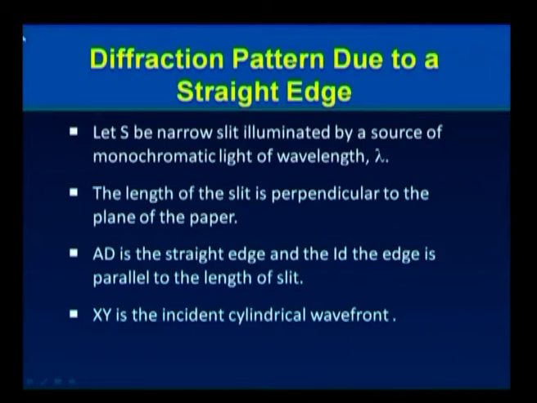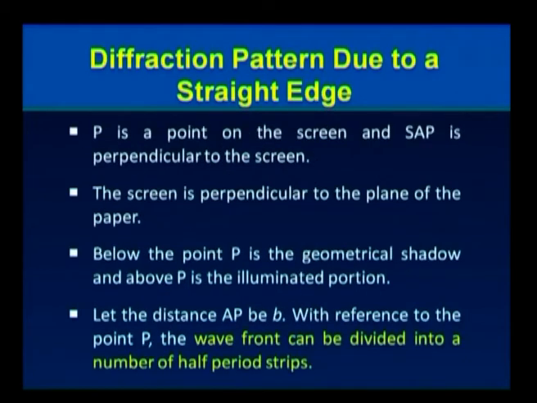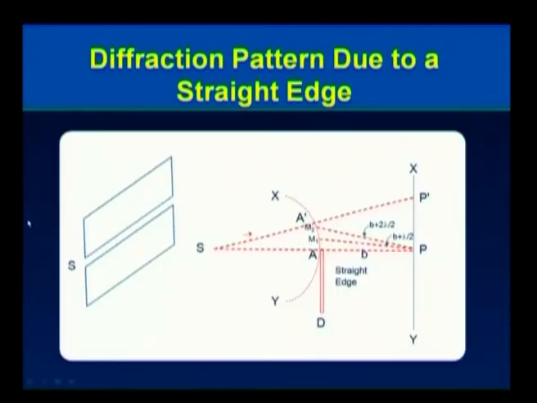Let S be a narrow slit illuminated by a source of monochromatic light of wavelength lambda. This is the kind of edge we are talking about, with the pattern that you got here. I am showing the straight edge once again. You have light passing by the edge here. S is the source and P is the point where we want to find the intensity. Similar to the earlier case, we go to another point P prime, and there also we want to find the intensity. How will you find the intensity at the point P?